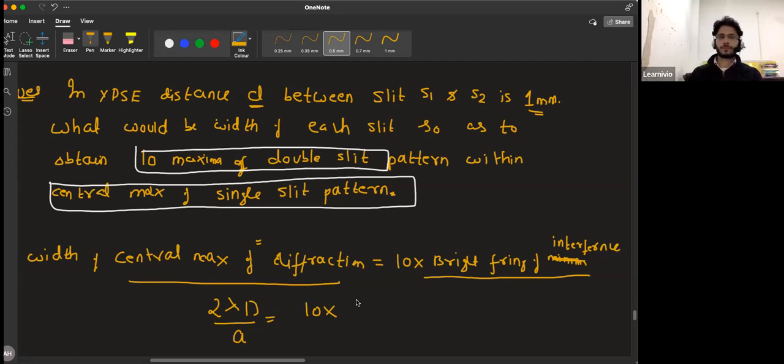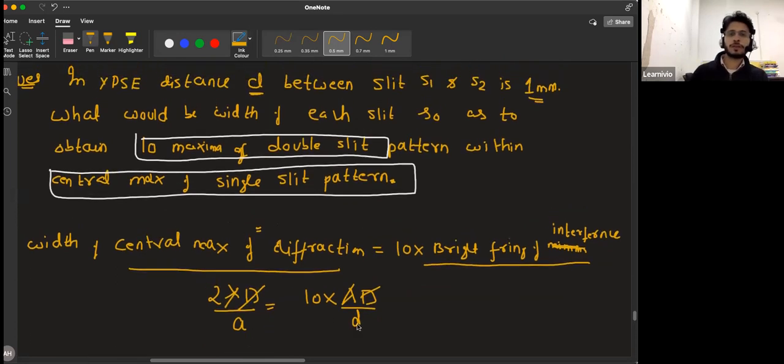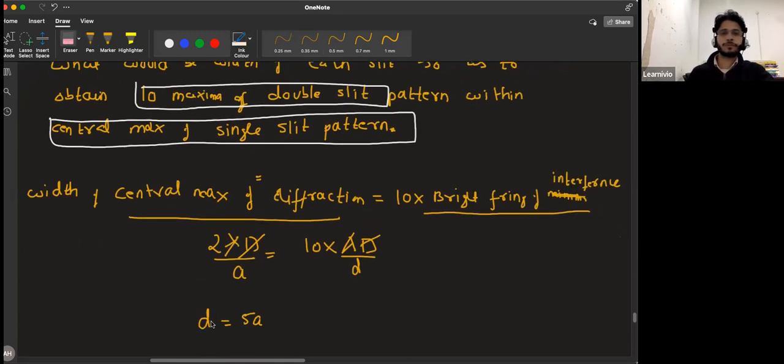Lambda capital D by small d. Yes. So lambda will cancel this, lambda capital D will cancel this capital D. And if you cross multiply them, you get 2D is equal to 10a.